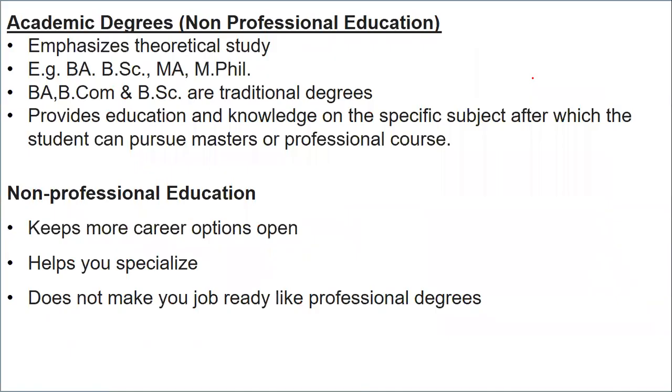Then you have next, what exactly are academic degrees, or what is non-professional education, which is based on theory. That is basically Bachelor of Arts, Bachelor of Science, and then we have MA, or you can say MPhil. So these are all the academic degrees. They are non-professional education, they are just a gateway. It provides education and knowledge on a specific subject, after which the student can pursue masters or professional courses.